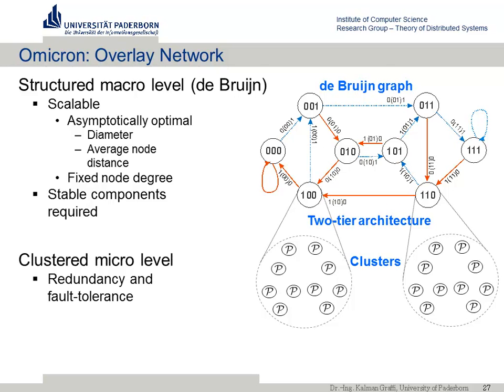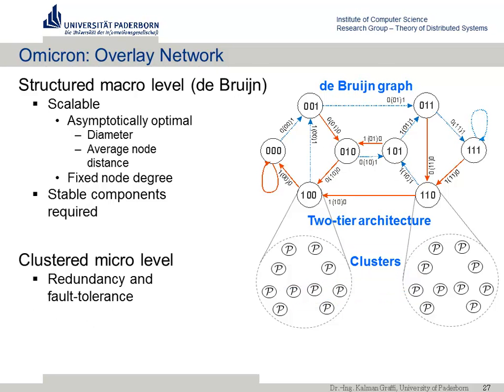So what that means is that one node in the De Bruijn graph is not one single peer, but a set of peers. That's why we have these two overlay levels, and that's why it's called hierarchical. On the macro level we have the De Bruijn graph, and on the lower level some other kind of overlay which implements basically one node in the De Bruijn graph. And the idea is to support all of these points, so load balancing and scalability.